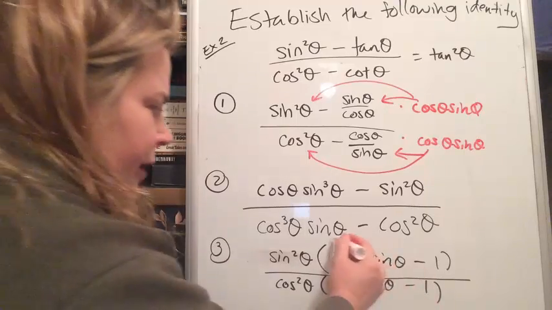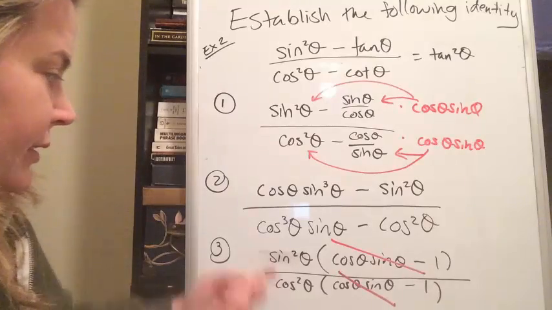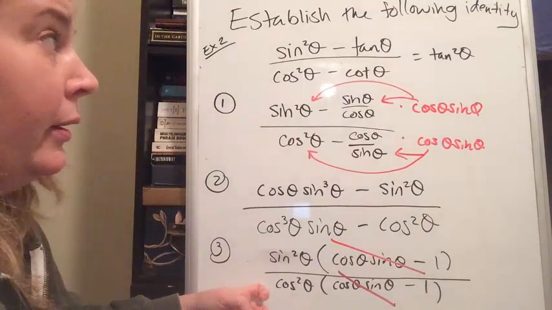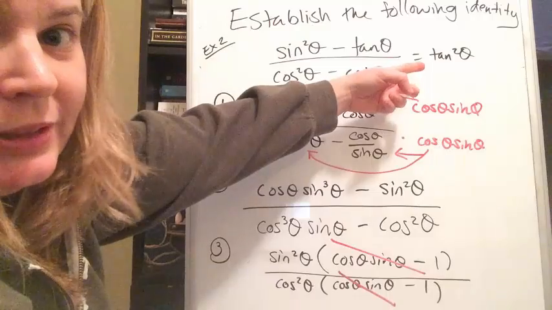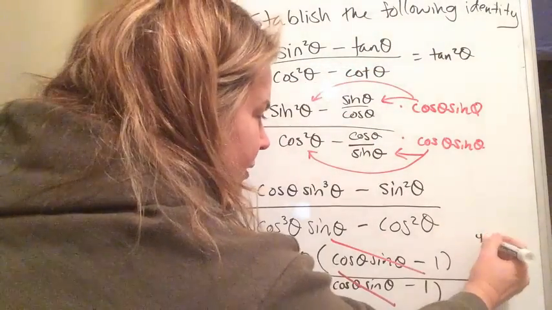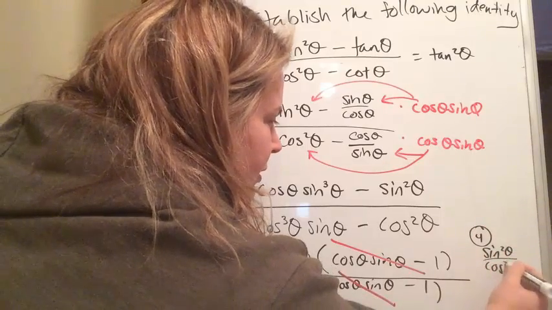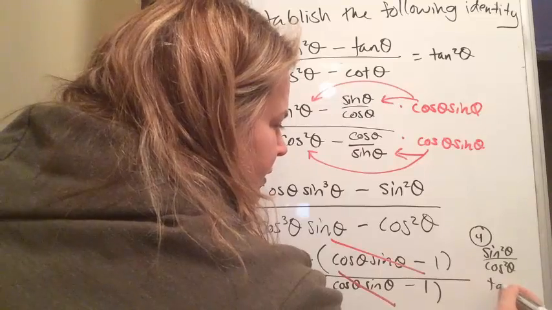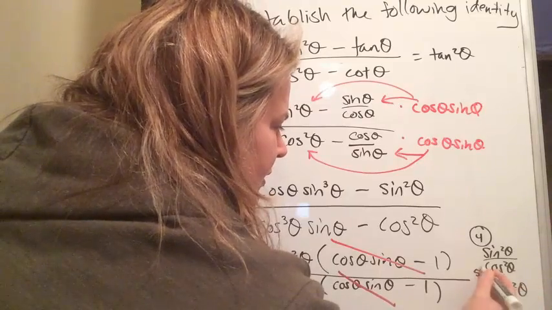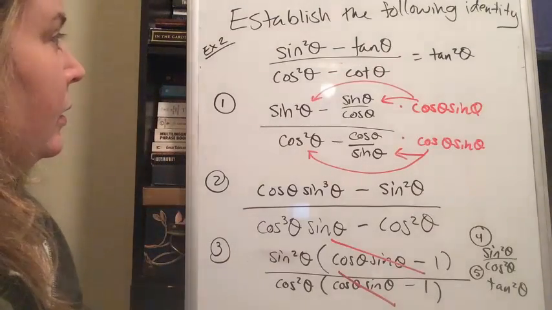What happens to this factor? It cancels, and we're left with sine squared over cosine squared, which is equal to tangent squared. Okay, I'm fitting it all on this page, so that would be the fourth step. We have sine squared theta over cosine squared theta, which is tangent squared. We did it.